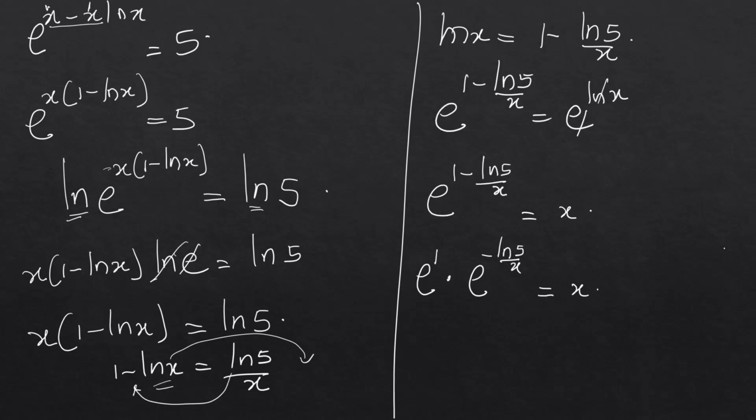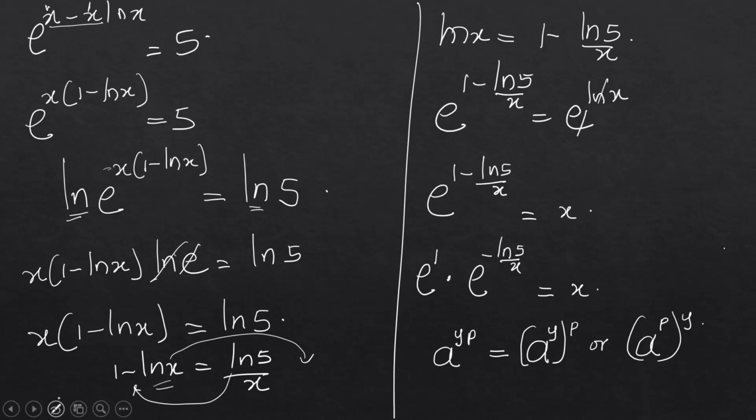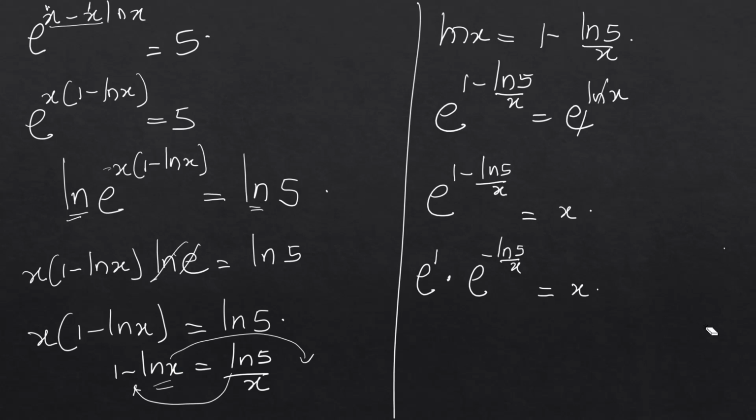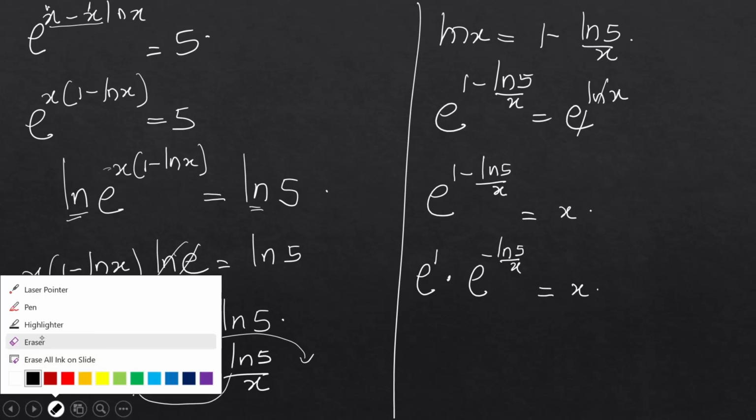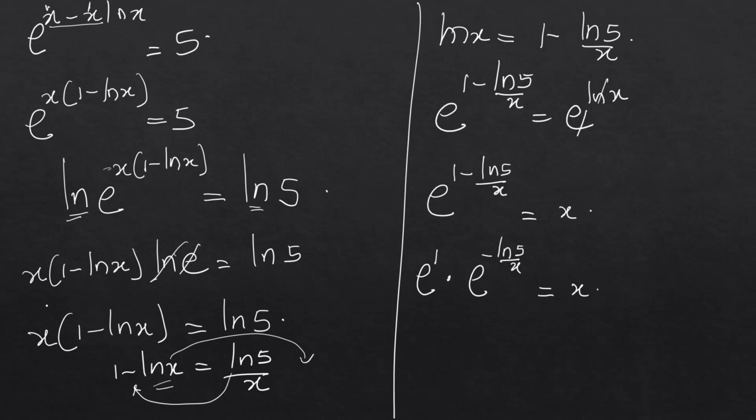But before that, I want to remind you of this property of indices. The law says if you have a raised to power yp, it can be the same thing as saying a raised to power y can come in as the power inside power and p can go outside power. Or it can be saying that p can come inside power and y can go outside the power. So this can be applied, but let me show you how we can apply that here. You need to understand how they work before they can be applied. This kind of maths you need to be practicing often.